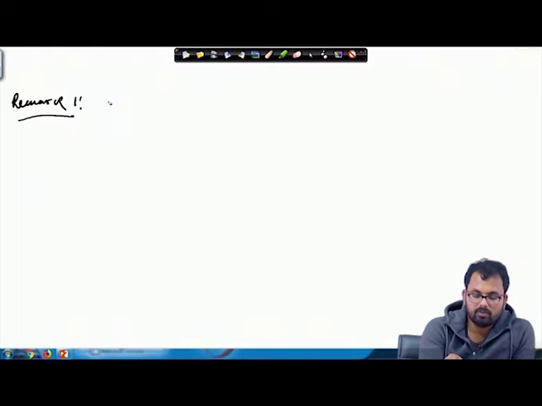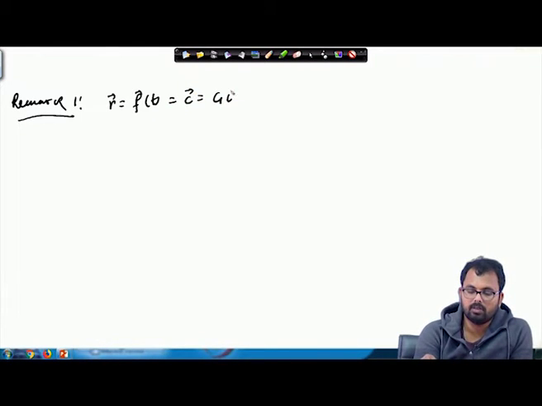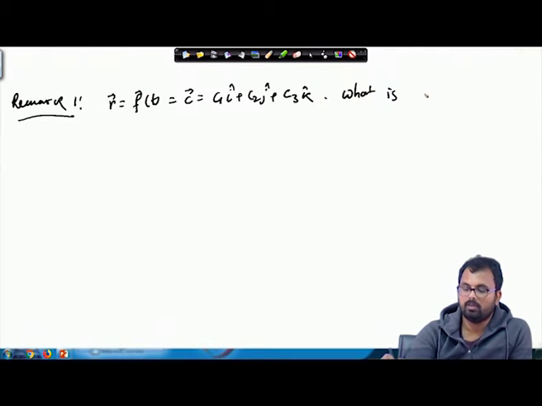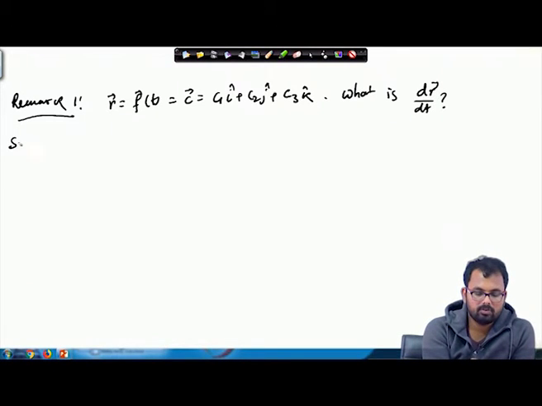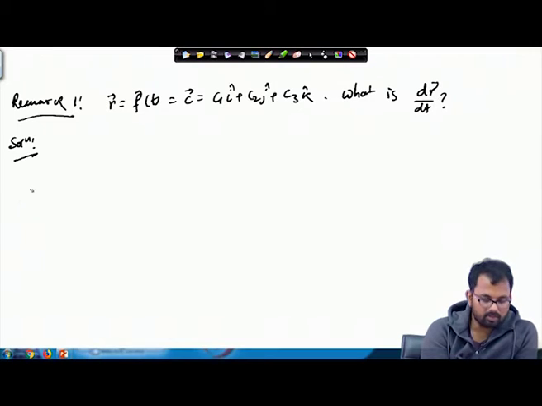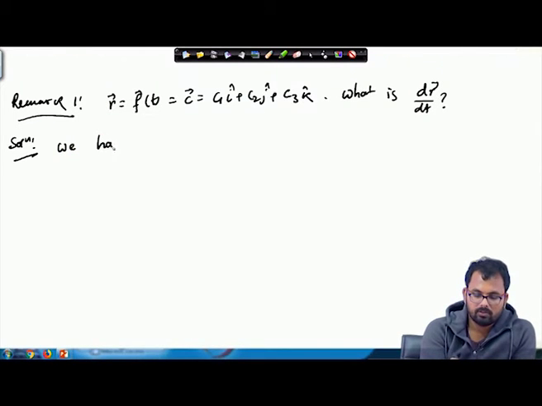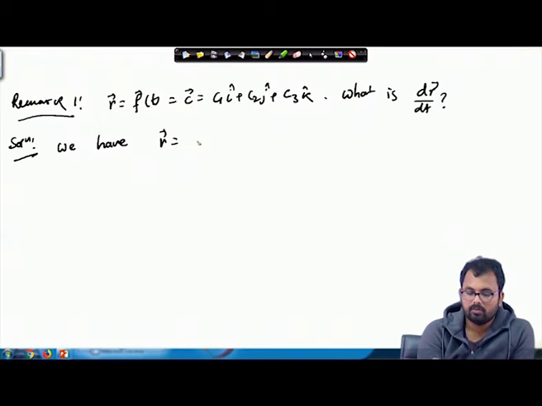So, suppose we have r equals f(t) equals a constant function, whose components are c1 i plus c2 j plus c3 k. So, what is dr/dt? Here c1, c2, c3 are all real numbers, and we have to calculate the derivative of this vector function. Solution: we have r equals f(t) equals some c.